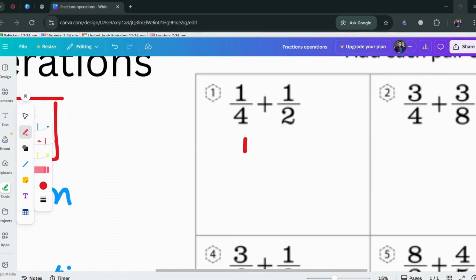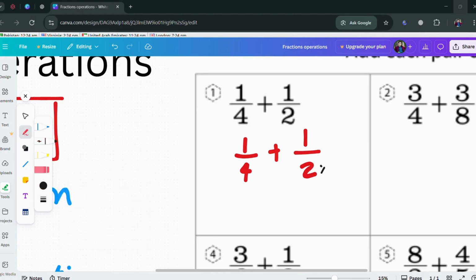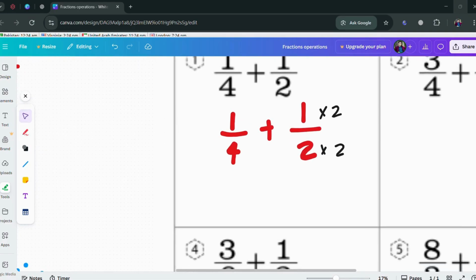For that, I will find out the least common multiple of the 4 and the 2. I know I can easily convert this 2 into 4, right? And how can I do it? By simply multiplying that number by 2 on both sides. So I'm going to multiply by 2 in the denominator and multiply by 2 in the numerator. This way I will get 1/4 plus 2/4, right? I'm going to write it down over here.